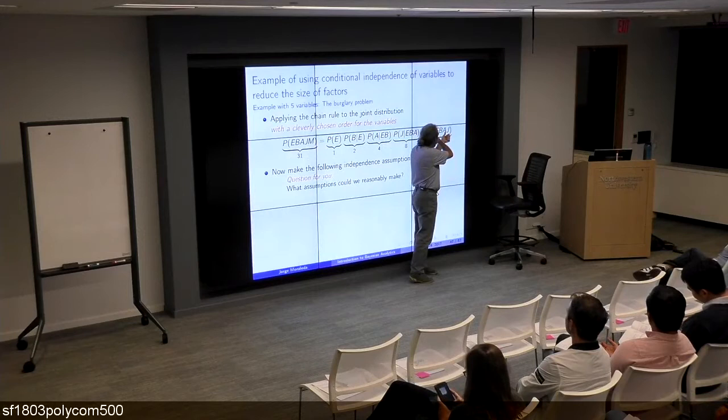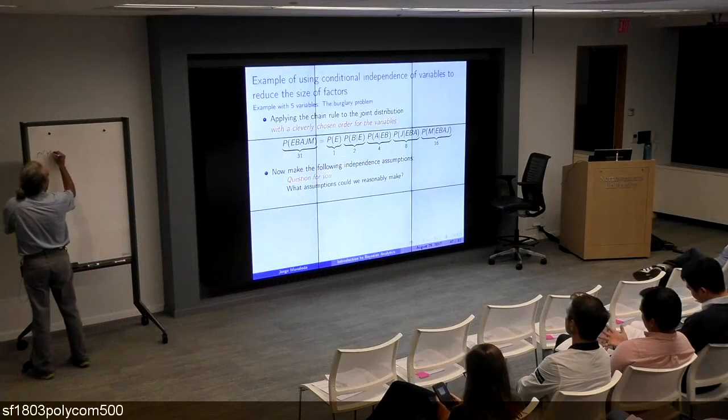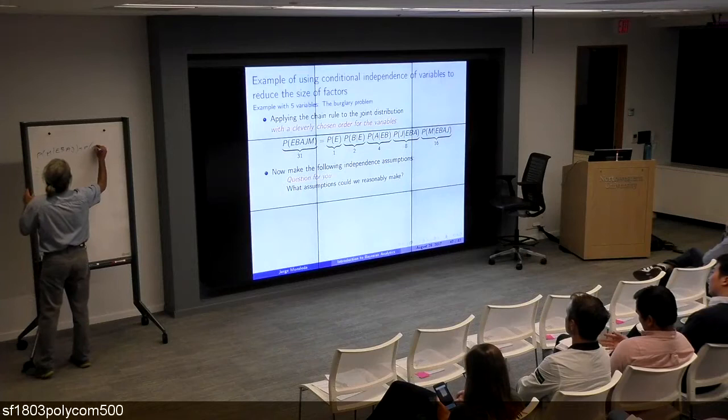In fact, she doesn't even know if John calls or not, so the probability of her calling could not possibly depend on the probability of John calling, because she doesn't know that given the disease. So she cannot possibly know. So basically, we can immediately say the probability of M given E, B, A, J equals P of M given E, B, A.